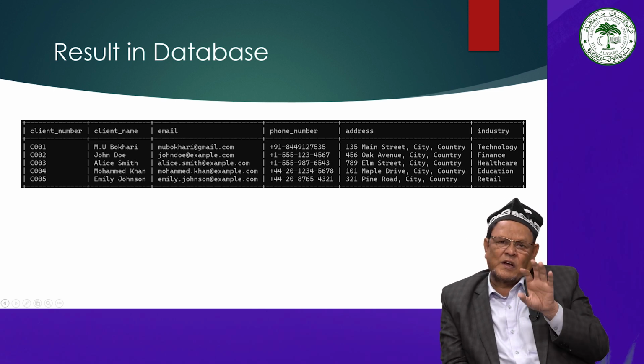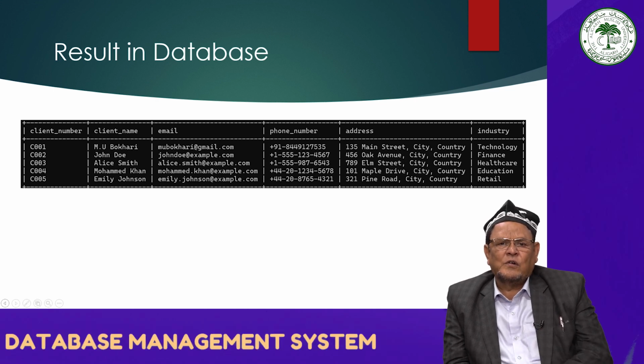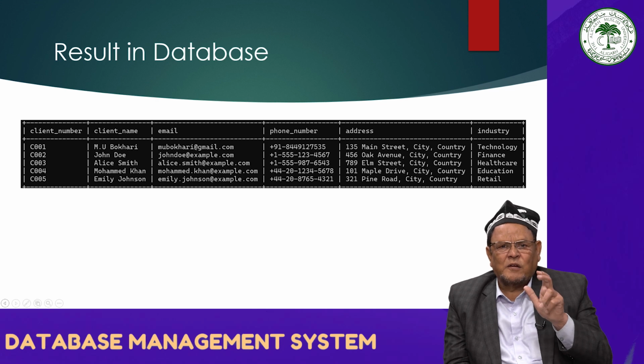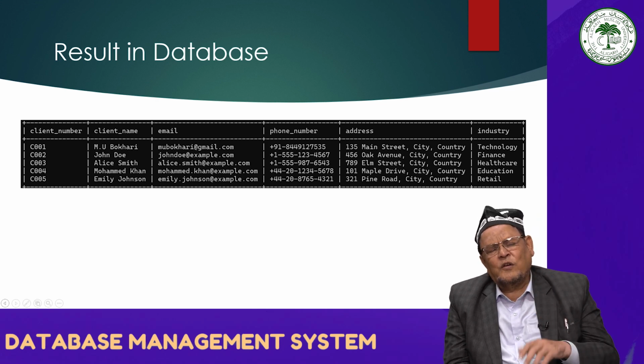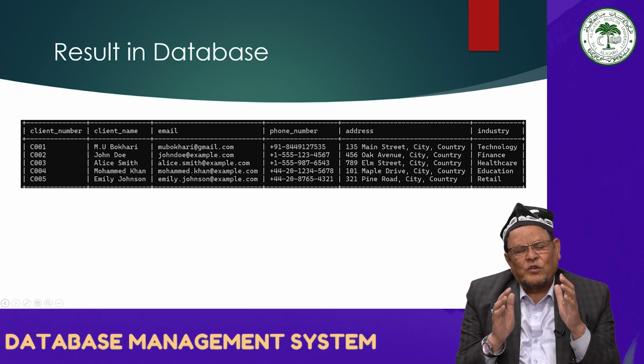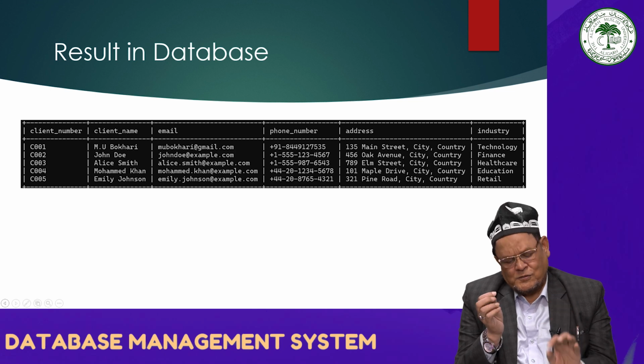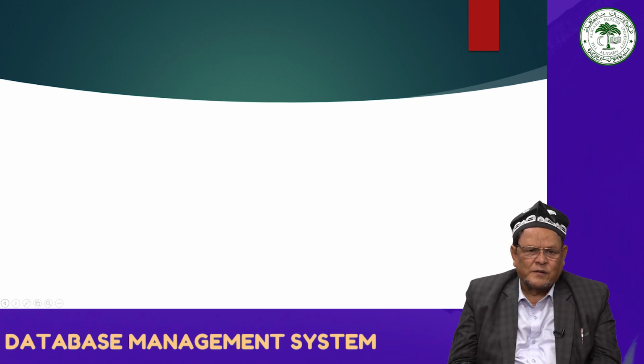Here in the mini project, we have added 5 records by interface. Depending on requirement, you can add more. So you have to develop mini projects of your choice by following the same steps. You are able to do that.